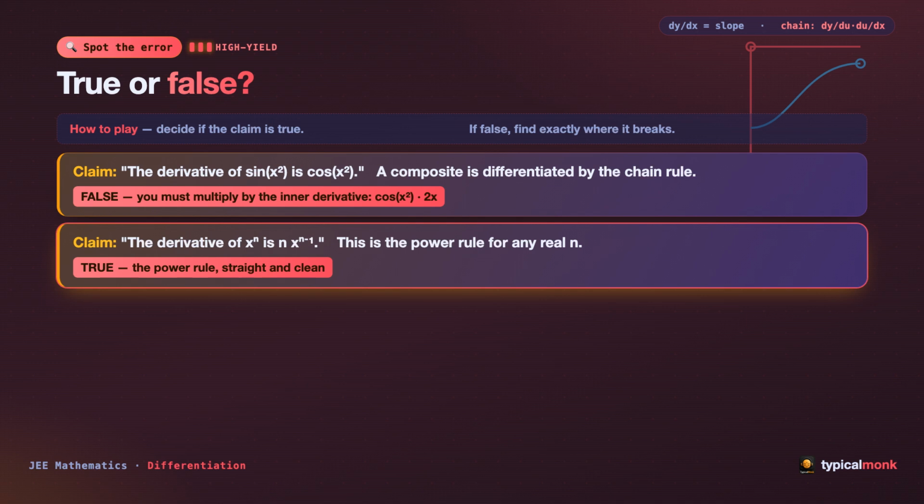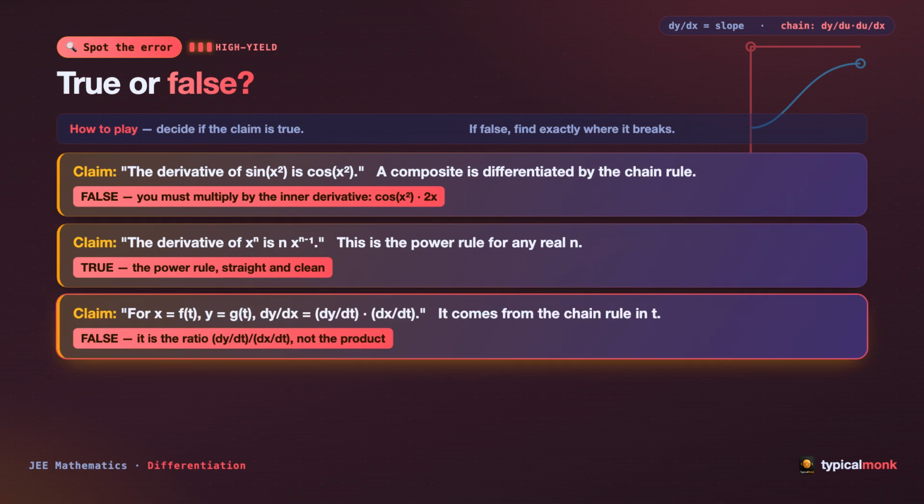Claim 2. The derivative of x to the n is nx to the n minus 1. That is true. The power rule, straight and clean, for any real n. Claim 3. For x equal to f of t and y equal to g of t, dy by dx equals dy by dt times dx by dt. That is false. It is the ratio dy by dt over dx by dt, not the product.